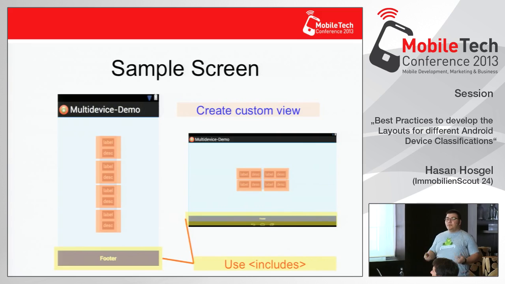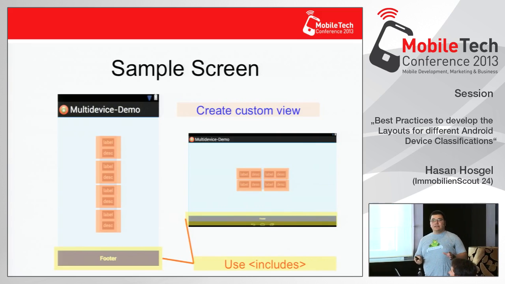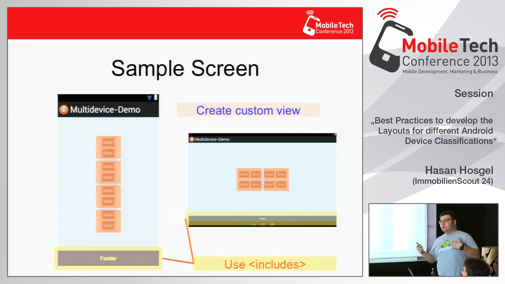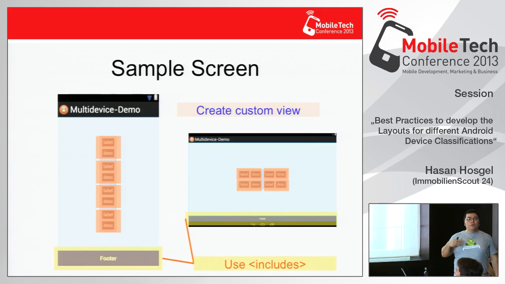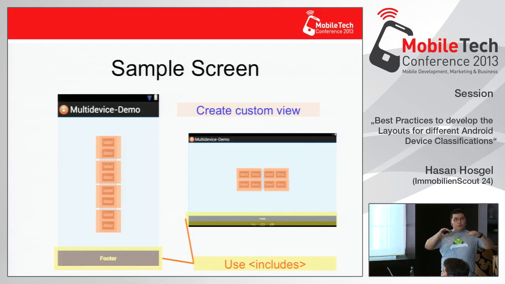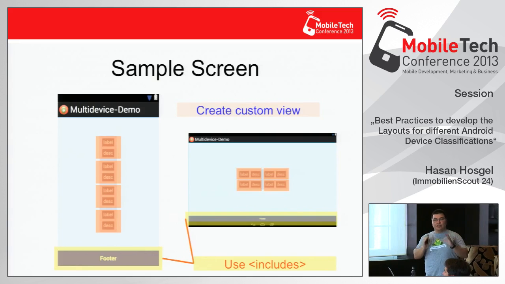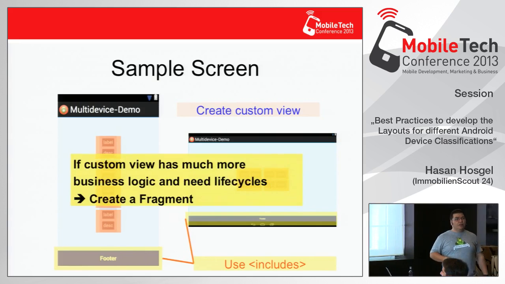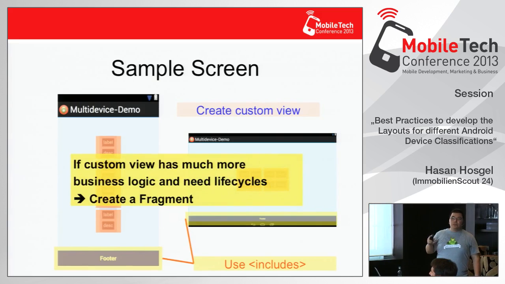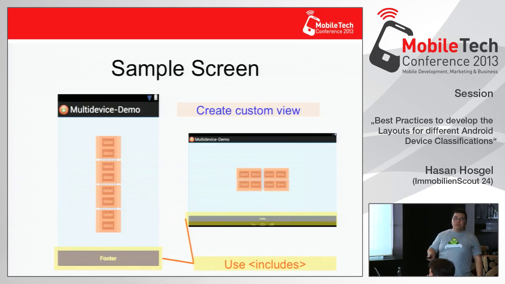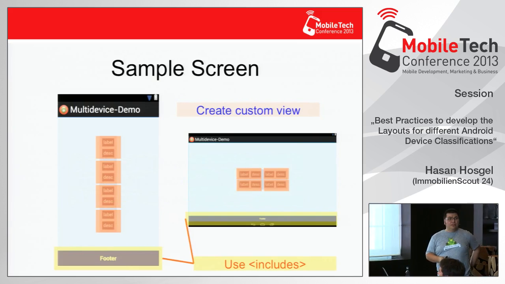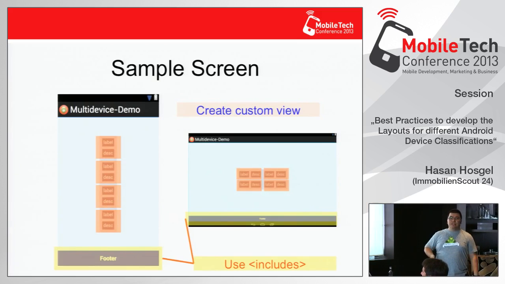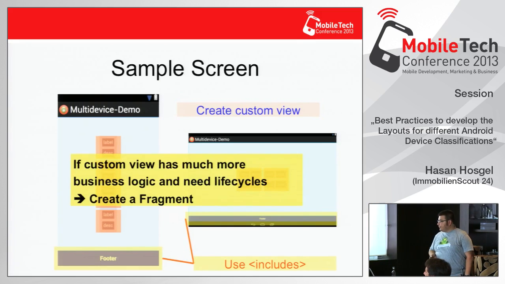But if you have a lot of business logic in that custom view, or you need the life cycle, or you want to use loaders and you want to encapsulate the whole thing in one custom view, you should use fragments. So you can reuse everything, but don't use them too heavily. For this little approach, using fragments is a little bit overloaded. Use custom views, but like I said, if you have a lot of business logic there, use fragments.